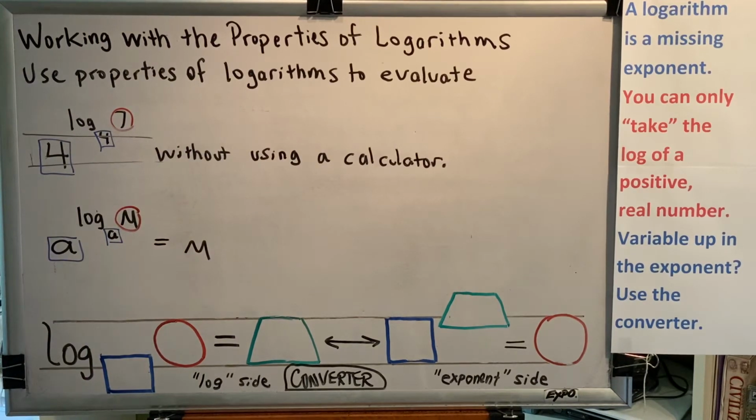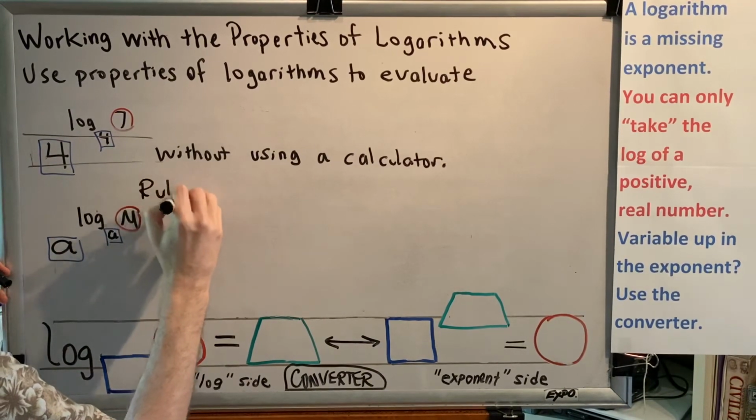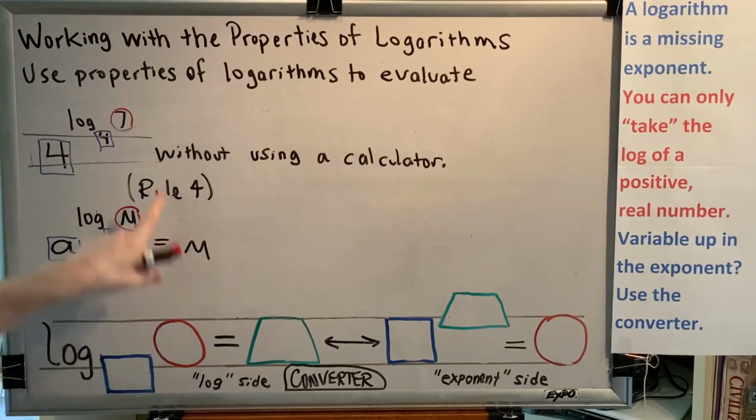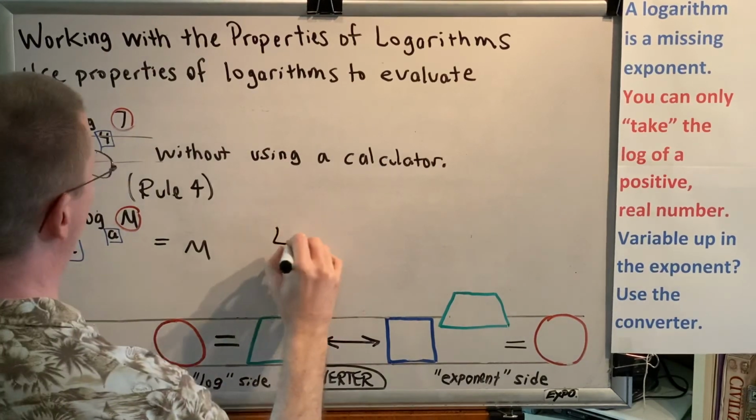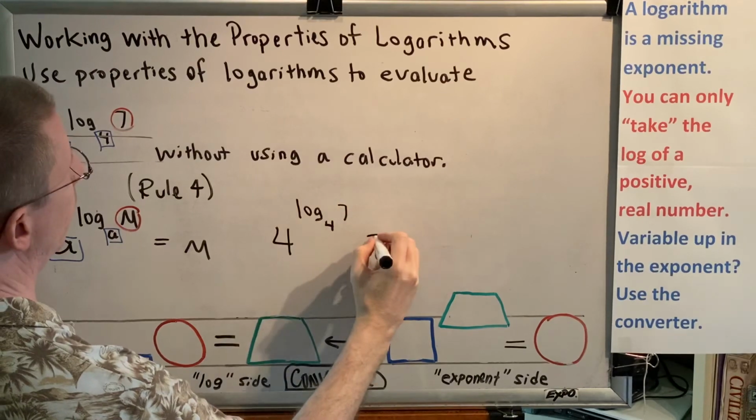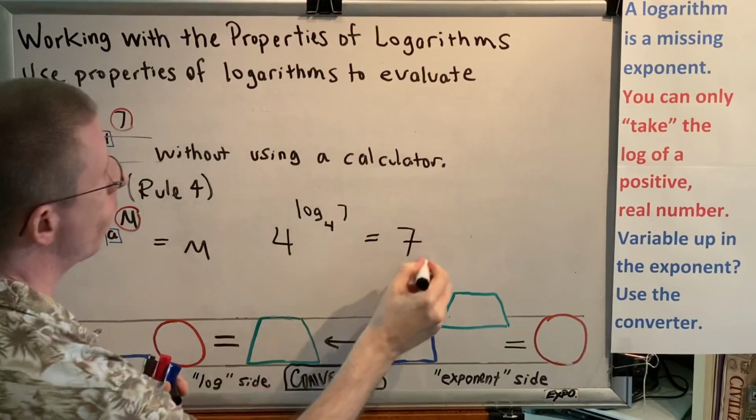Okay, so we can see that what they've given us matches the form of this particular log rule. And as I said before, this is rule 4. I probably should have labeled that a little earlier. Sorry about that. So the answer is just going to be m. M is 7, so we get 7. So 4 raised to the power log base 4 of 7 equals 7. Final answer.